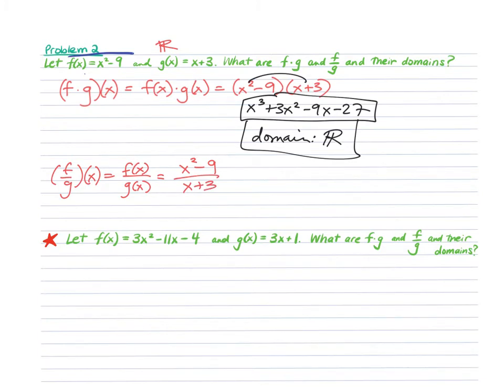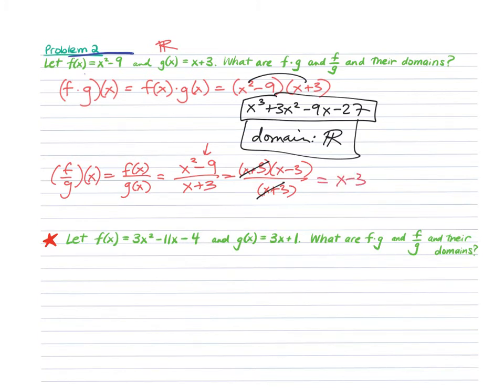If you factor the top, because this is a difference of two squares, this is x plus 3 times x minus 3, and then divided by x plus 3. The x plus 3's actually cancel. Look at that. And so the answer is x minus 3.